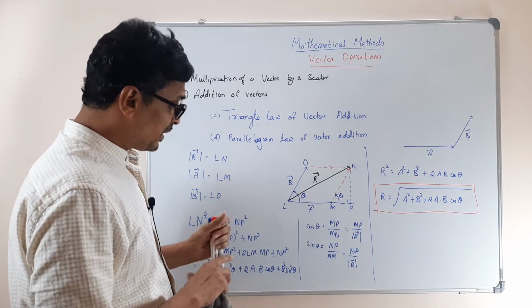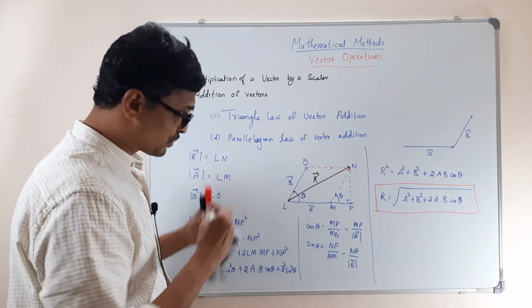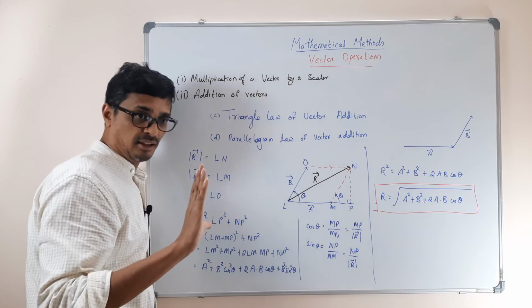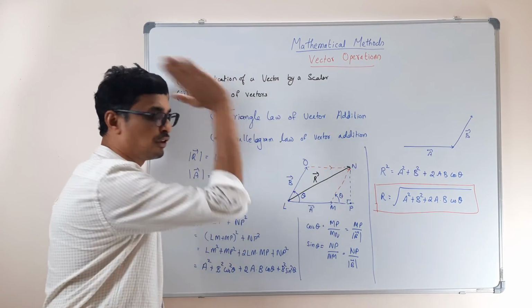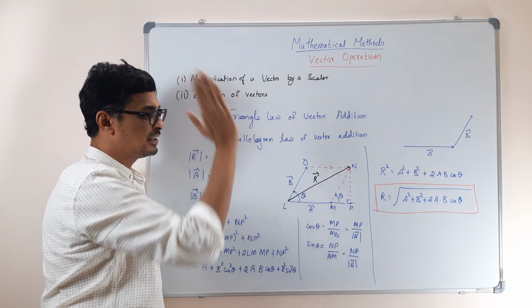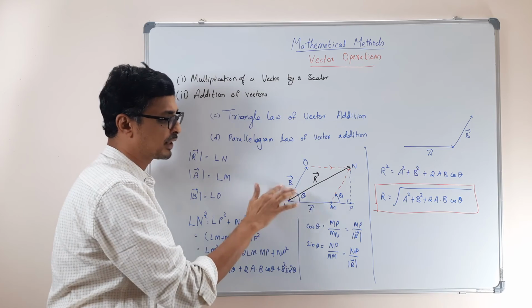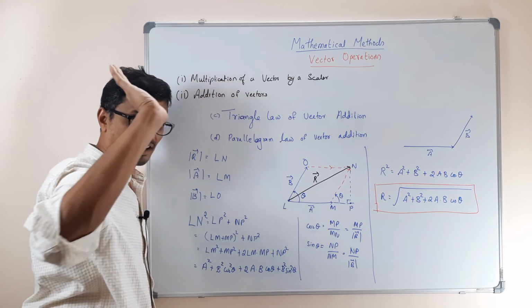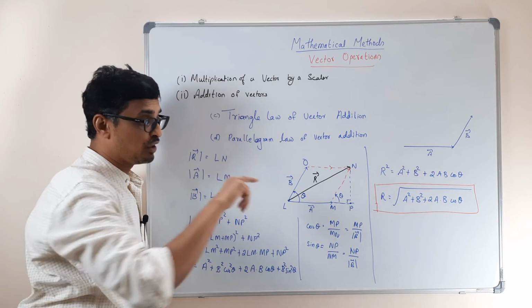So this is the way you find out the magnitude of the vector. We can do one more thing. If I give you any two vectors, you can say what will be the resultant magnitude. All you need is the magnitude of these vectors and the angle between them. Then you can find out the magnitude of the resultant vector. Now I'm asking what is the direction. You want to know the direction also.